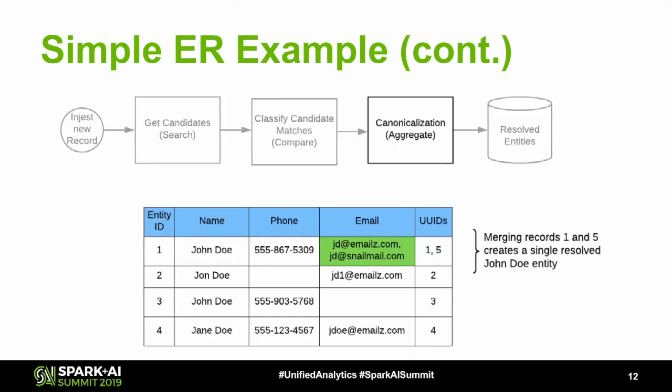And then the final step is that aggregation. So now that I've said these two records are the same, I want to represent them as one, what I'll call a resolved entity. So in our example, the two same-as records had the same name, so we don't really need to do anything there. Same phone, again nothing, but they did have different emails, so we'll merge those two together into one resolved entity.